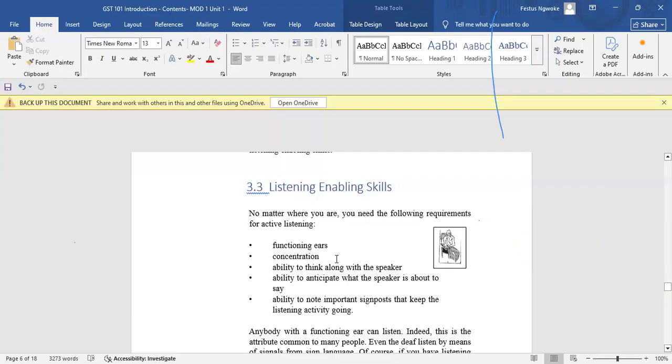And as we go on, we are now going to look at listening enabling skills. Listening enabling skills. That is where we are.